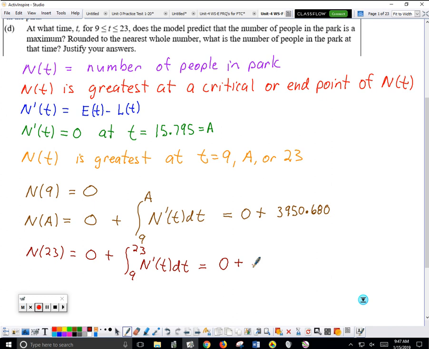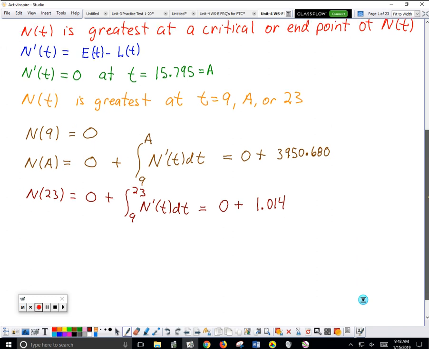So somebody have a number here? 1.014. 1 poor security guard left in the park at the end. So, questions? Awesome. All that's left now is to write a concluding statement.